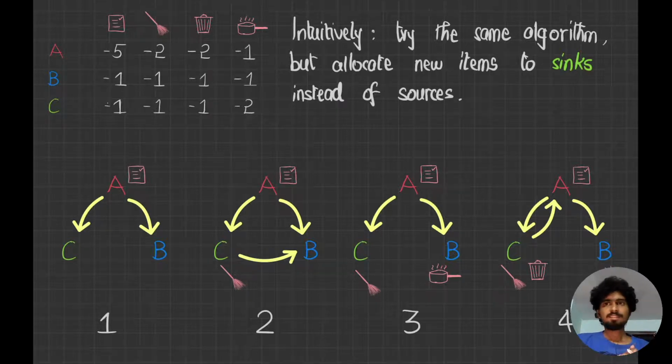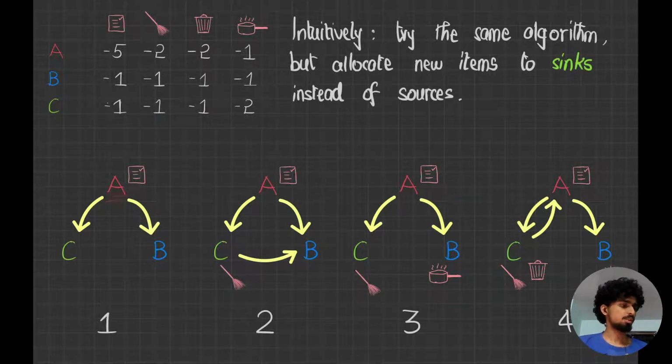So let's take the instance mentioned here and see what happens when you run the naive adaptation, where you just replace the word sources with sinks. What you mainly need to look at is A's valuation here. A has value -5 for the first chore, -2 for the next two, and -1 for the last chore. So this is what we'll use to give a counterexample. Run the normal algorithm as before.